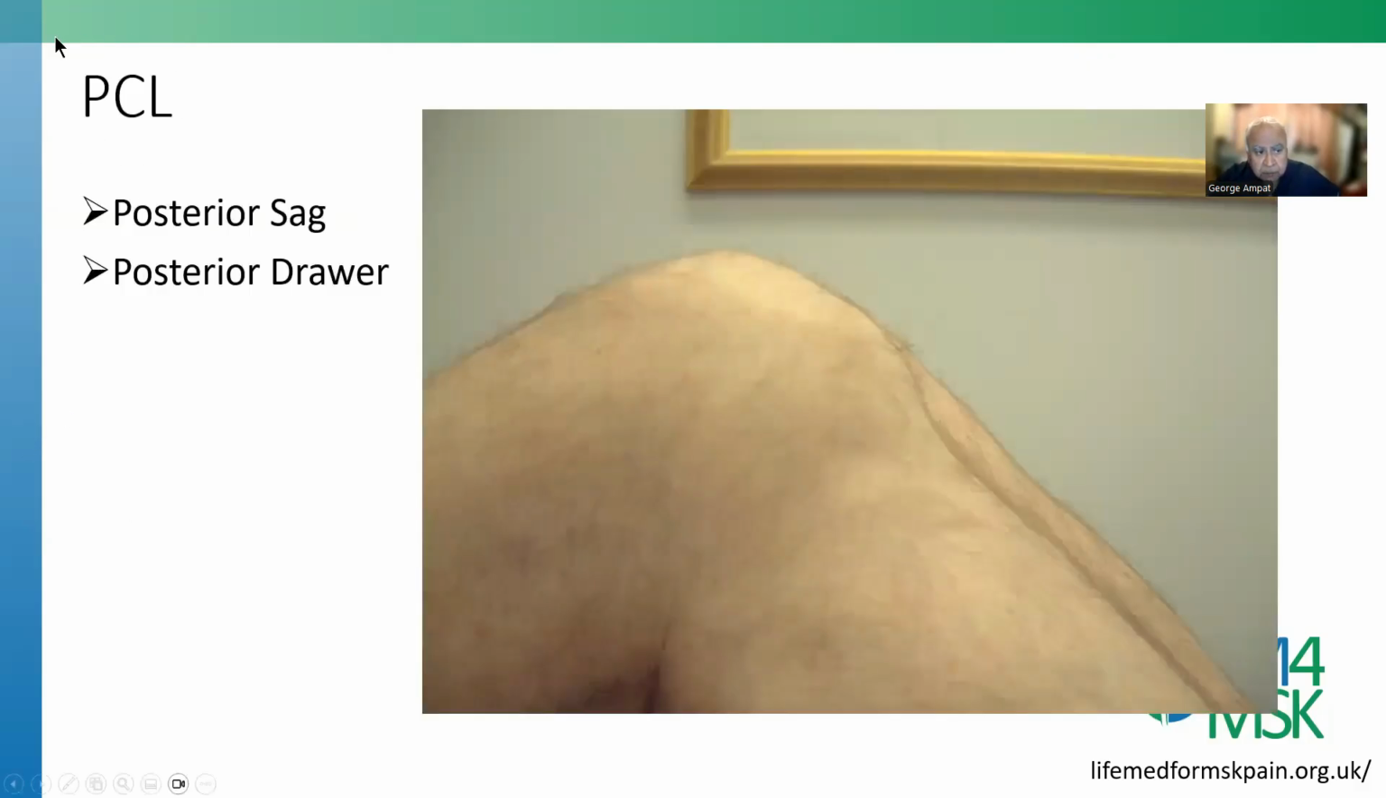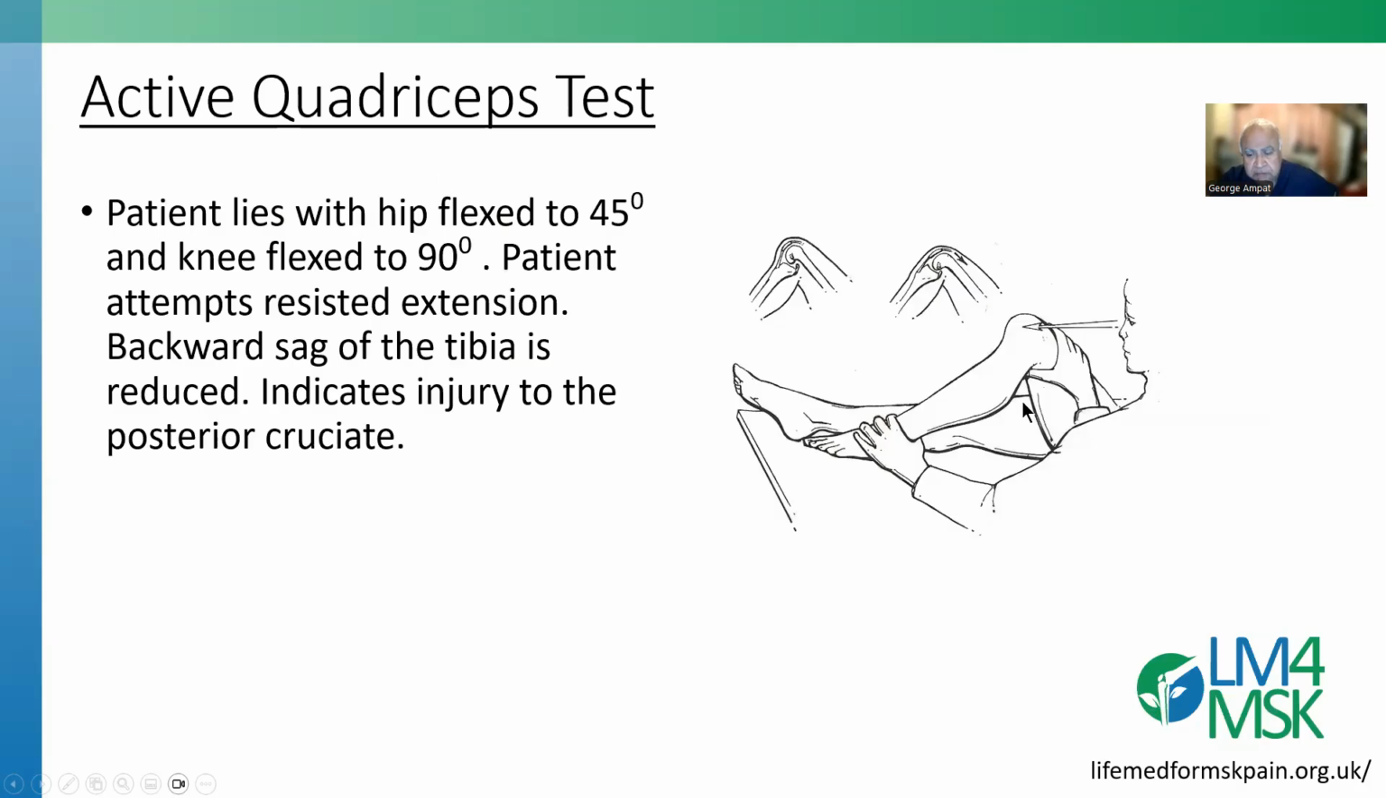Similarly, when you have a posterior cruciate ligament injury, what we have is the posterior sag. Normally, the knee would come like this. The tibia is actually slightly more prominent than the kneecap. But if the posterior cruciate ligament is gone, then the top part of the tibia sags backward and you have a posterior sag. And then the next part of the test is called the active quadriceps test.